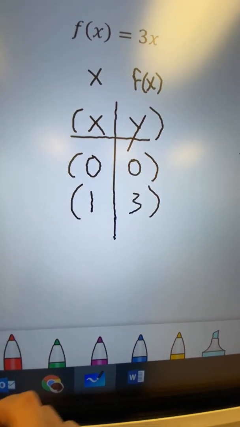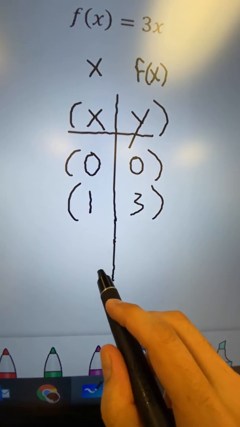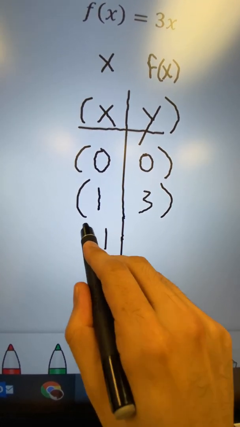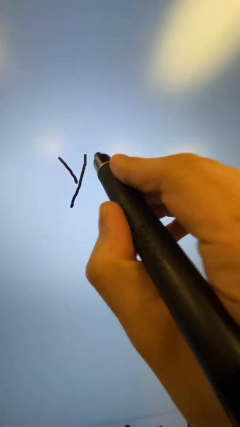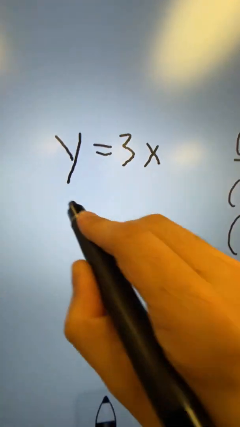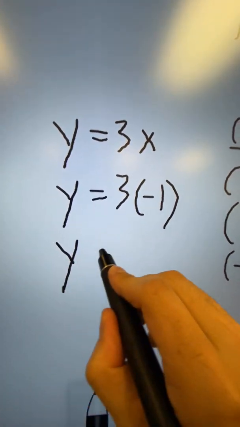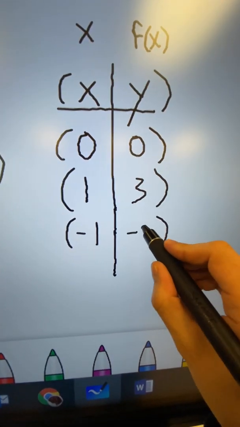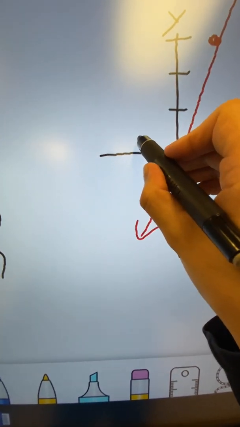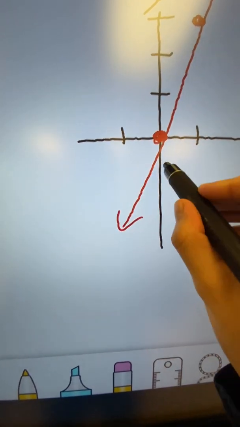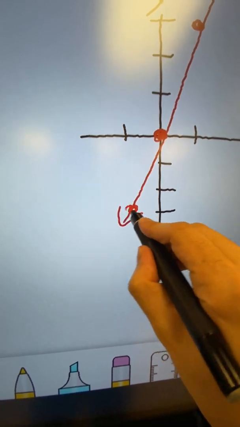And you might see some books recommend to do at least 3 points. And the reason why is if you were to pick another point, let me see if I put x as -1, I would get y equals 3x. Replace x with -1, and then I'll get y equals -3 for the output. So -1, -3. If I were to plot that point, it would be somewhere down here, and you can see that that is going to be on the line as well.